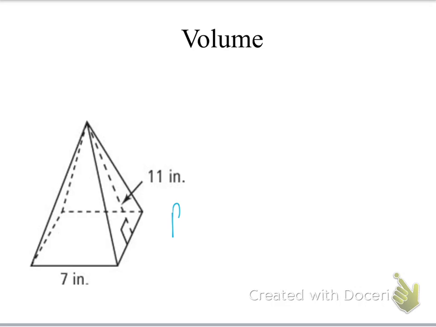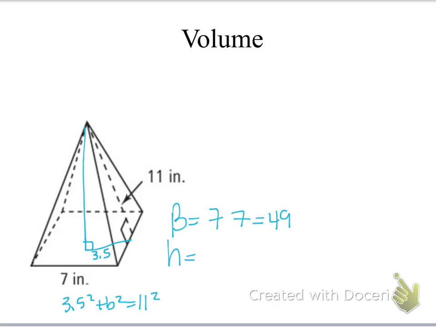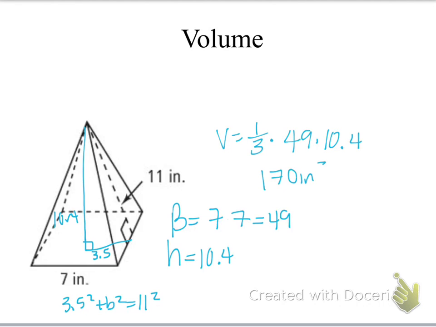Okay, my next one, I need the area of the base and I need the height, so 7 times 7, since it's a square, gets me 49. The inside height we need to find, so let's go ahead and draw them in. All the way across is 7, so part of it is going to be 3.5, so 3.5 squared plus b squared equals 11 squared. When I solve all that, I get 10.4 for my inside height. So V equals 1/3 times 49 times 10.4, and we get 170 inches cubed.